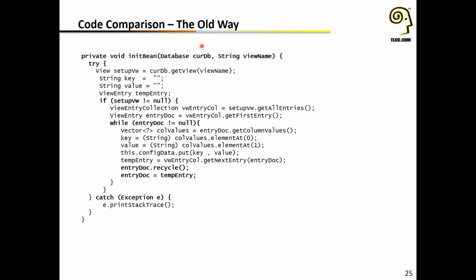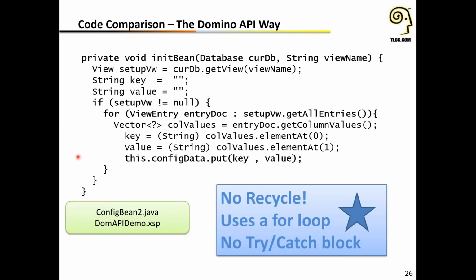Just some comparison of the code. This is the old way using the Java API that comes with Domino and XPages. You have to recycle, you have to have a try-catch block, and you have to use a while loop. You have to get the first entry and hit next entry. On the other hand, with the Domino API, I don't have to have a try-catch block. You can if you want, it's probably still good programming, but you don't have to. I can just use a for loop. I don't have to use get first and get next, and I don't have to worry about recycling.